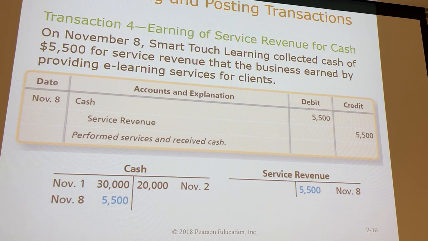Then we find the T account for cash. We put $5,500 on the debit side. And we find our T account for service revenue, and we put $5,500 on the credit side.